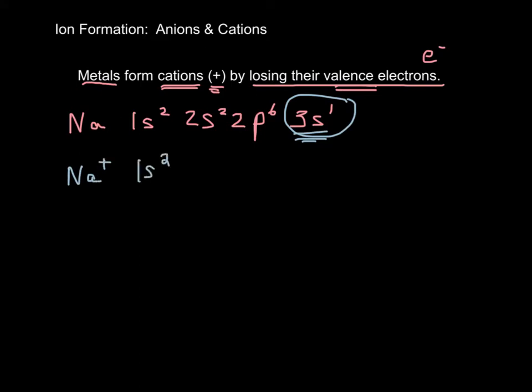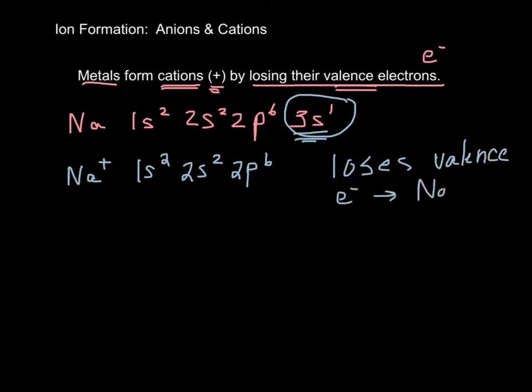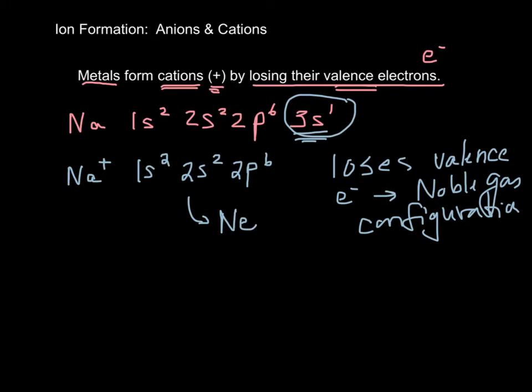which is 1s2, 2s2, 2p6. It loses its valence electron so it can achieve what's called a noble gas configuration. It wants to be just like a noble gas. So what noble gas does Na+ look like? Well, what's 1s2, 2s2, 2p6? You'll see that's the same electron configuration as neon.